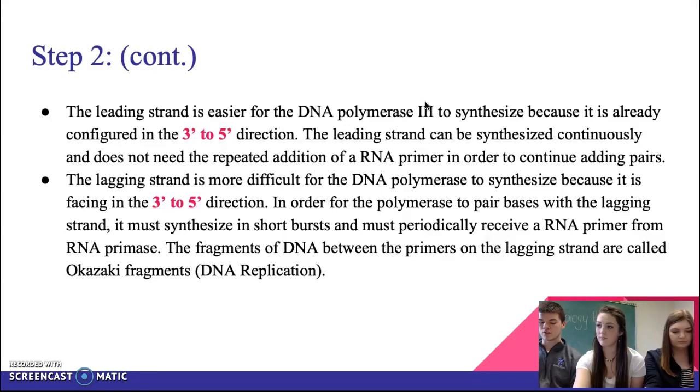The lagging strand is oriented so that as the replication fork opens up, the 3' end gets farther from the replication fork, which makes it harder for the DNA polymerase III to synthesize. Because of that, it has to synthesize in short bursts by using RNA primase and laying down RNA primer so that it can synthesize correctly. These fragments are called Okazaki fragments. Unlike the leading strand, which only uses one RNA primer, the lagging strand uses an RNA primer at each of the Okazaki fragments.